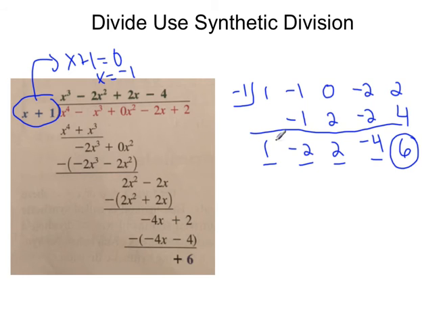So I'm going to write my answer. It is going to be 1 degree less than what I was dividing. So I have the x to the 4th here. My answer is going to be 1 degree less, x to the 3rd, minus 2x squared plus 2x minus 4. And then again, it's a remainder 6, so I would write it as plus 6 over x plus 1.